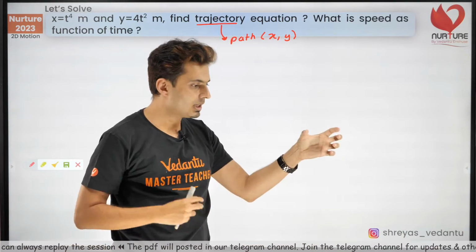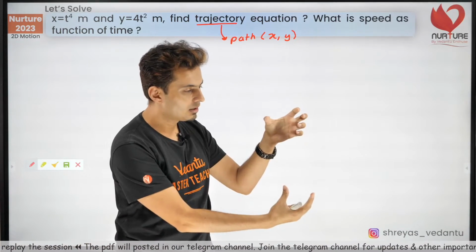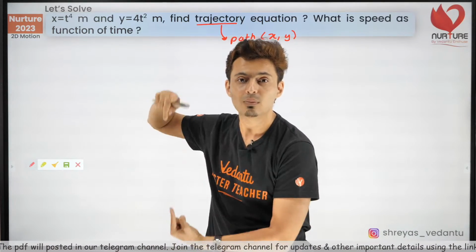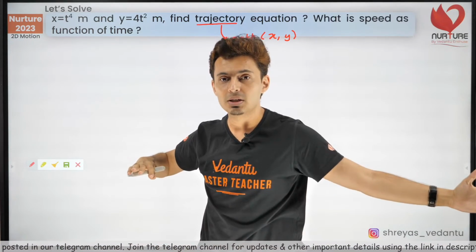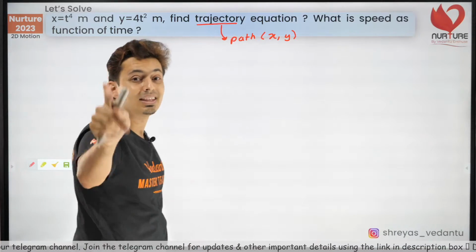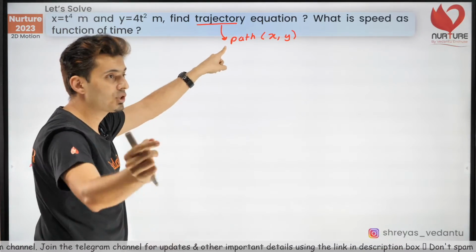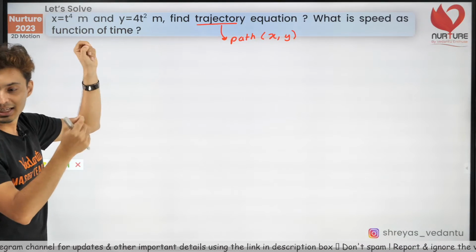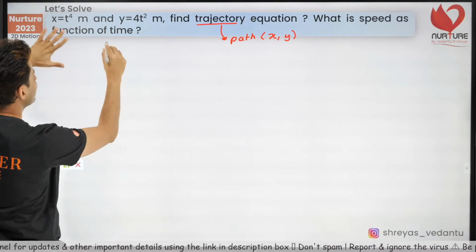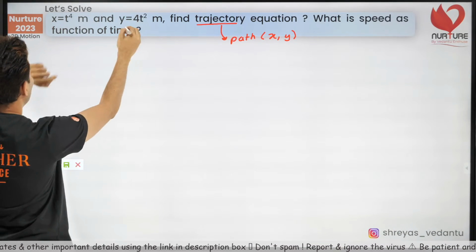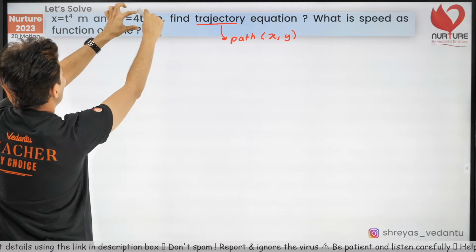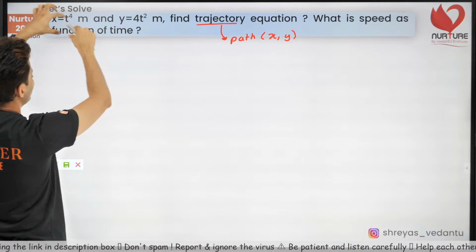X depends on t, y depends on t. Somehow combine them and find the relation only between x and y. You have eliminated time out of the picture. So that equation is called the equation of the path or the equation of the trajectory. Let's see what we can do here. There is t square, there is t raised to 4. This is a lower power. Probably I can substitute this over here.